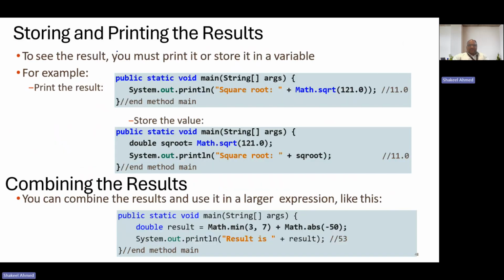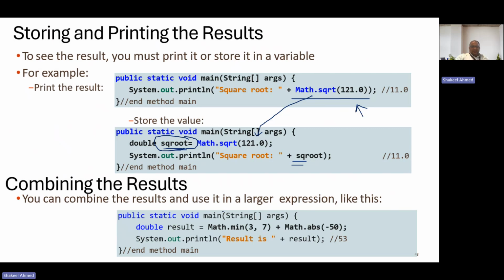So, storing and printing the results. You can see that we can print the result or store it in a variable. So we have system.out.println, and you are directly getting the math square root and printing it. But if I want to use the value at a later time, I can declare a variable called squareRoot and use the same thing that we are using here. Now I get the value in squareRoot here.